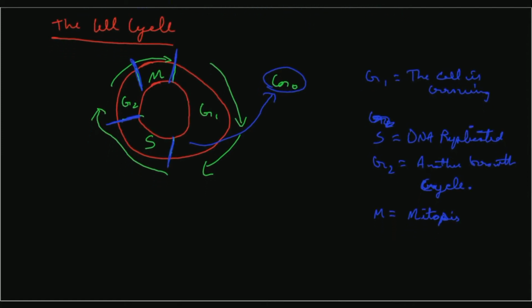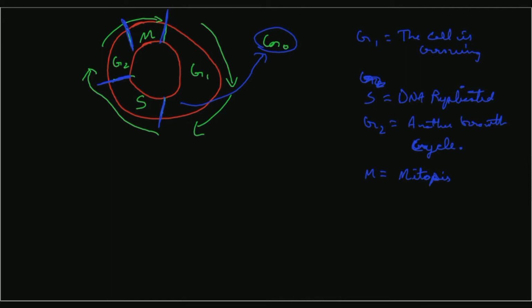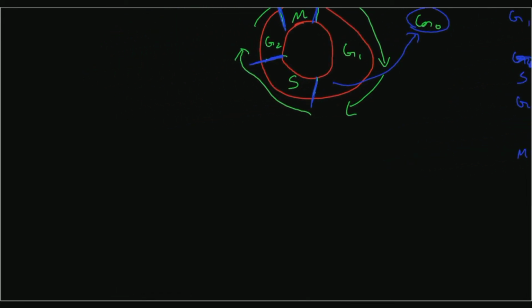Alright, so cancer cells, what will happen is that the checkpoints won't limit them. They'll just keep going, and they'll keep creating new cells. And so that's why cancer happens, basically. Alright, so let's get started with the phases of mitosis.